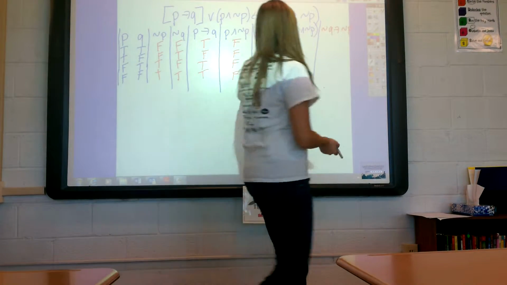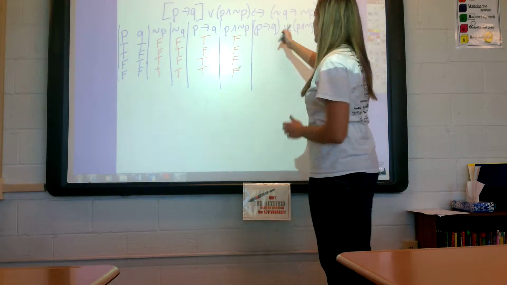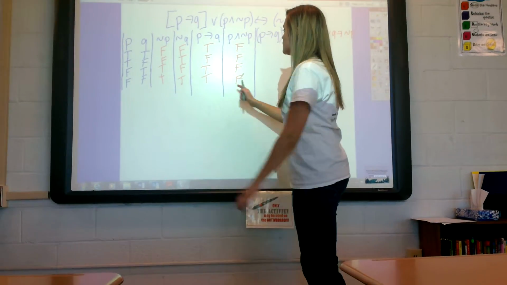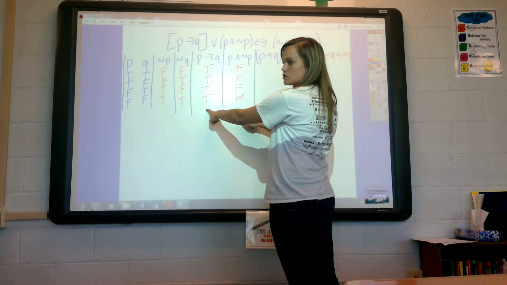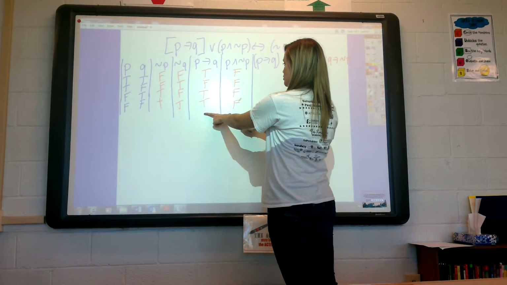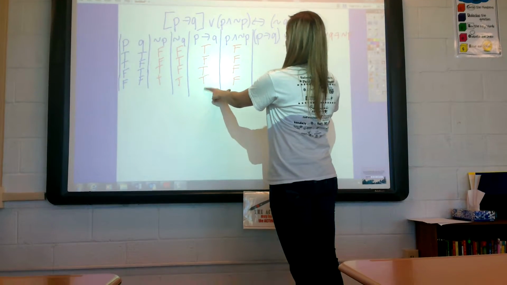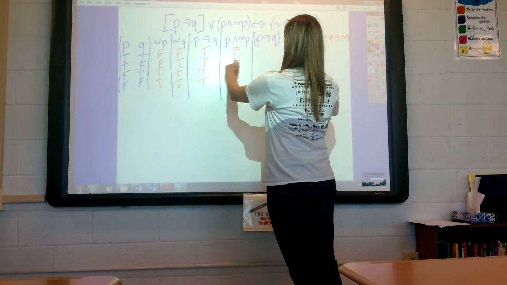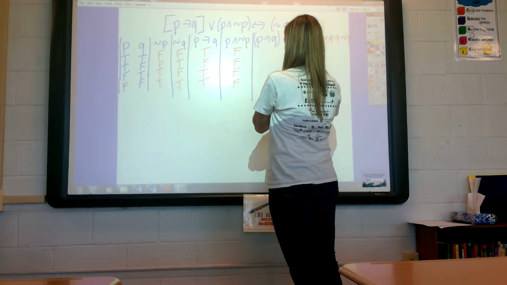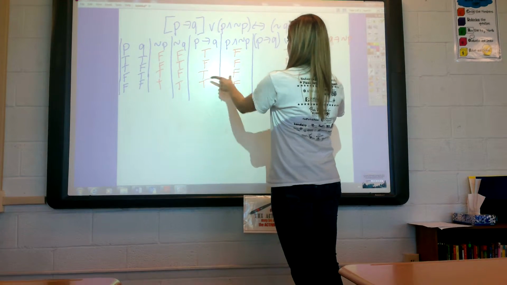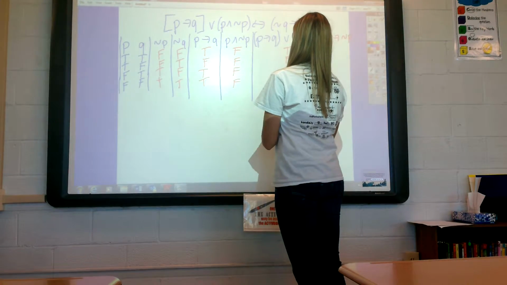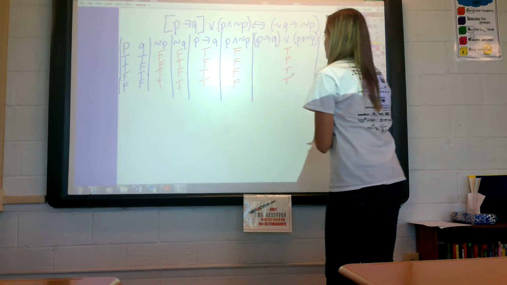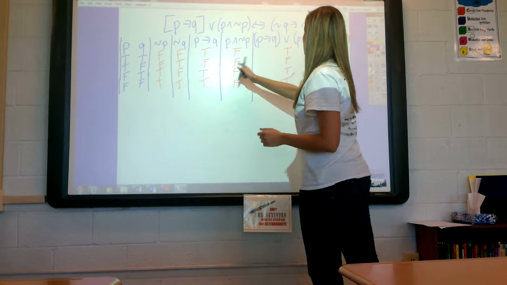Okay, now I have the or between these two columns. I'm focusing on these two columns, and as long as I have at least one truth, then it's going to be true. So I have one truth here. They're both false here, so that's going to be my false. The one's true, one's true. Oh, sorry, this is a true. Okay, we're okay.